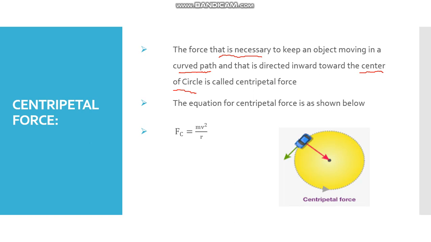Here is a diagram in which a car is moving in a circular path and there are two directions, one is this arrow and one is this arrow. This arrow represents the velocity. The velocity of a body moving in a curved path is always forward. This other direction shows the centripetal force. As mentioned, the direction of the centripetal force is always towards the center. So this green arrow shows the direction of velocity and this arrow shows the direction of centripetal force, which is necessary to keep an object moving in a curved path.